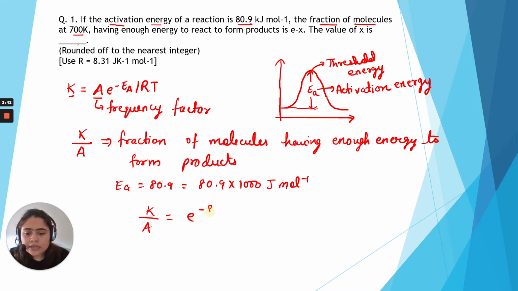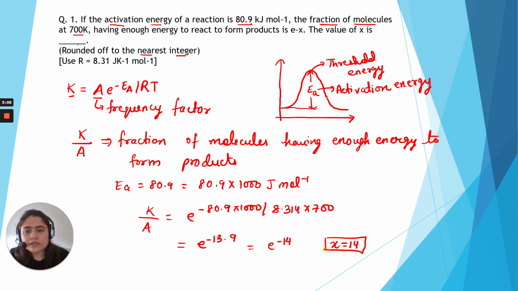e to the power minus 80.9 into 1000 by R, which is 8.314, into 700. We'll calculate this. After calculation, we get minus 13.9. We need to find the answer to the nearest integer, so it will be equal to e to the power minus 14. So x value will be equal to 14. This is the correct answer.